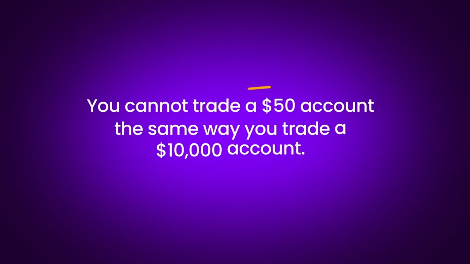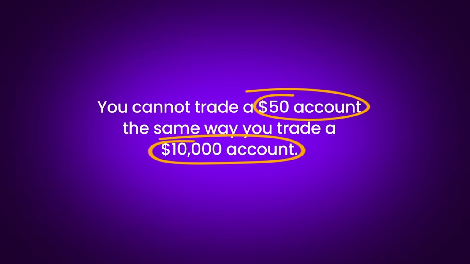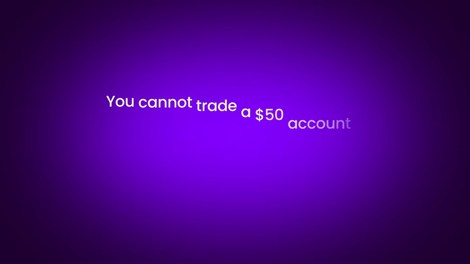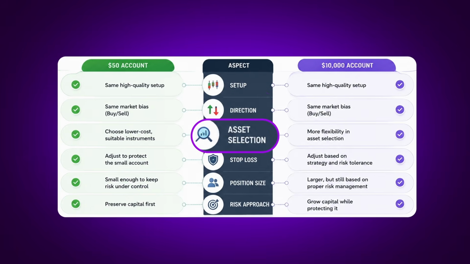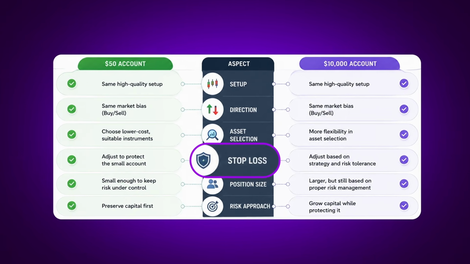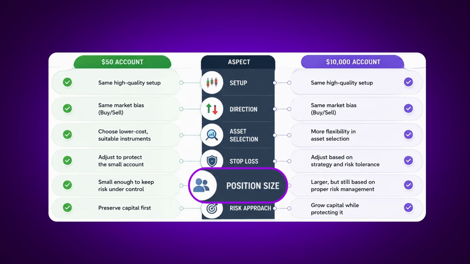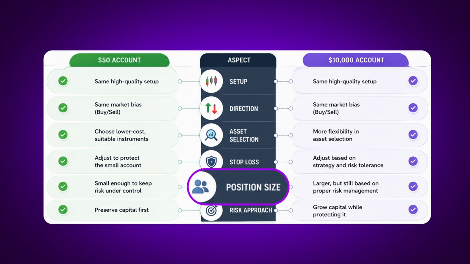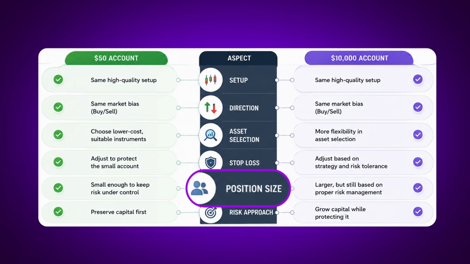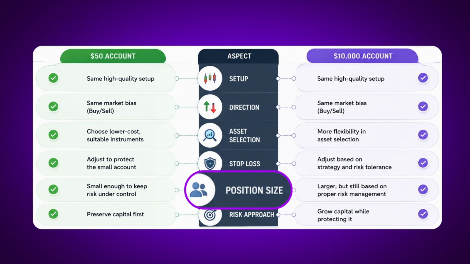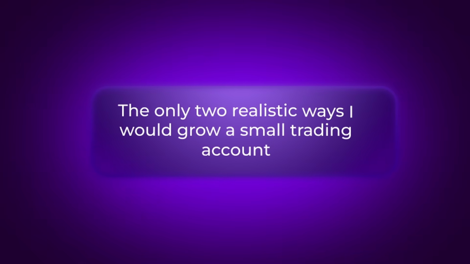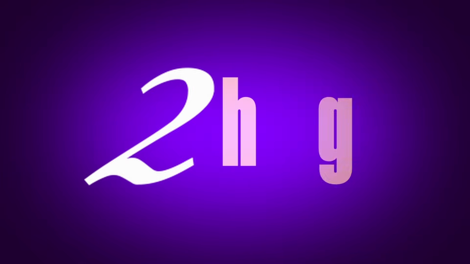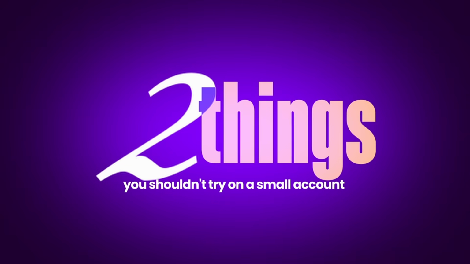Now, here is the thing. You cannot trade a $50 account the same way you trade a $10,000 account. The setup can be the same, the direction can be the same, but the assets you choose, your stop loss and your position size all have to change, because with a small account, one wrong position can wipe you out even before the strategy has a chance to work. So before we talk about the exact two strategies for growing the account, let's cross out two things that you should not try on a small account.